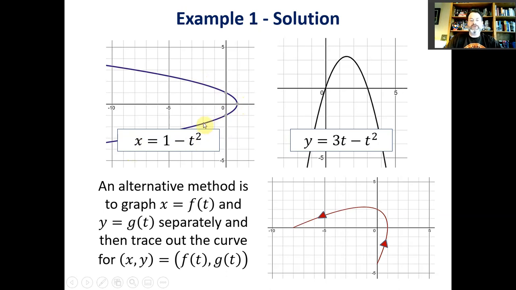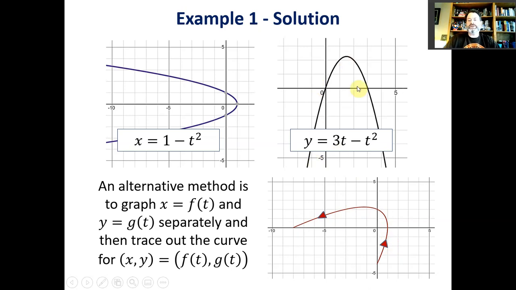Well, that means as we trace out this curve, the farthest to the right this parametric curve goes is the same as the farthest to the right that this curve goes, because this is our x graph. So you can see it starts off to the left, goes right, and then goes back to the left. And that's exactly what happens here, right? Goes to the right, turns around, goes left.